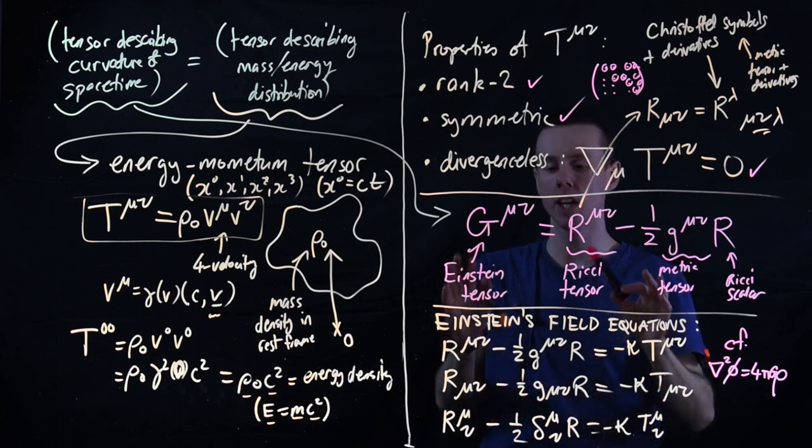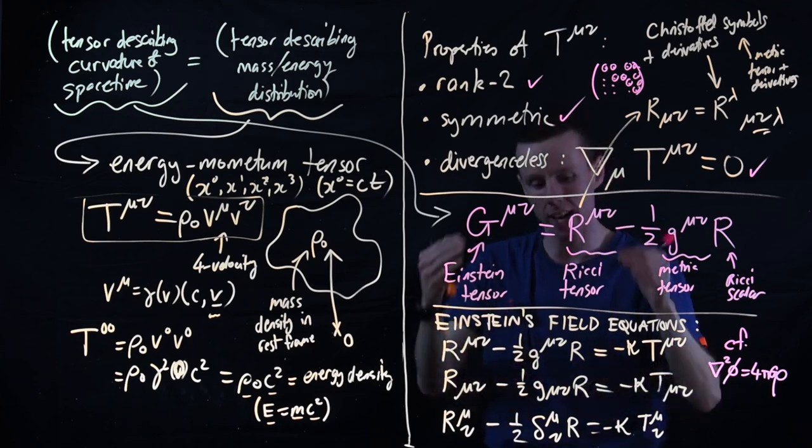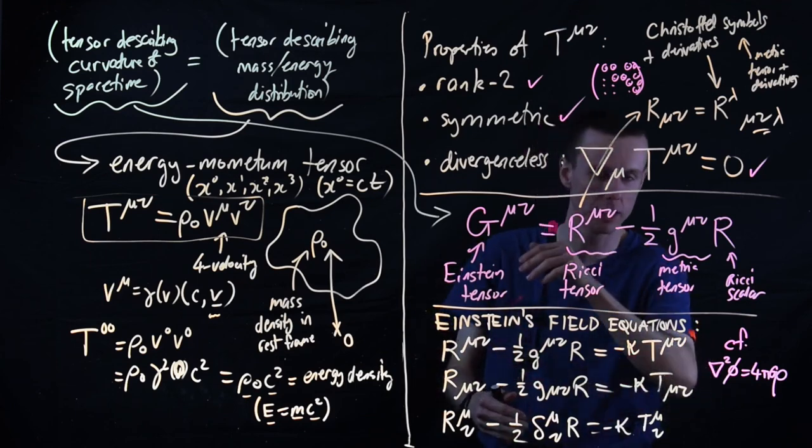Okay, I've talked enough. This is Einstein's field equations. In the next video, we'll look at some more properties, what this constant is, and we'll go from there.